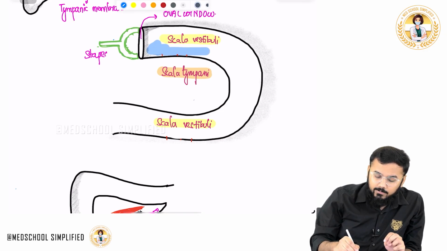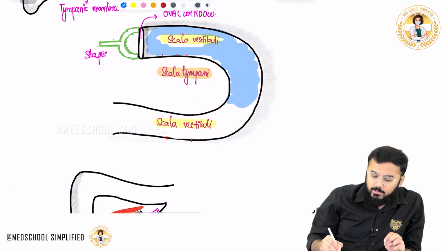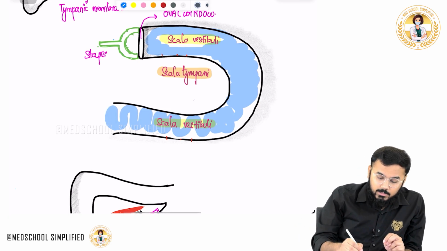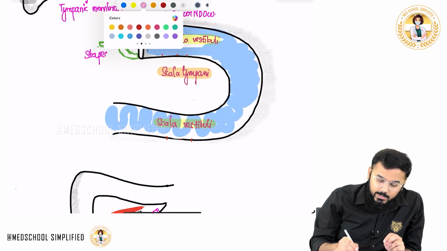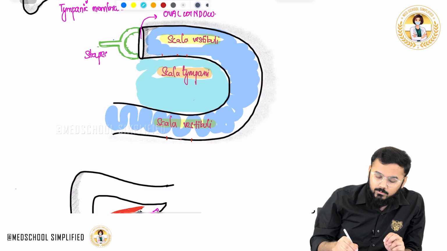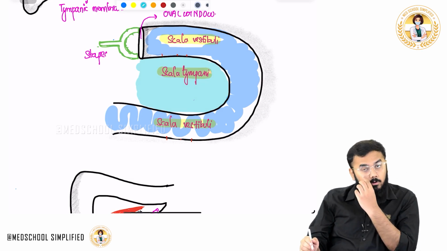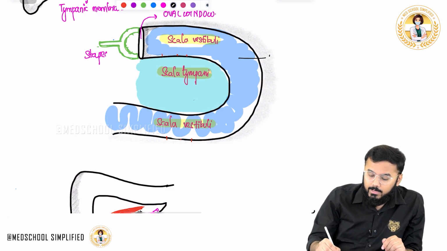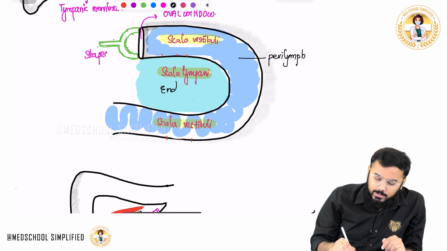You should understand that within this scala vestibuli you see fluid here, right? The fluid that is located within the scala vestibuli is called perilymph. Next, the fluid with a little lighter color, the fluid that is located within the scala tympani, is called endolymph. One is called perilymph and the other is called endolymph. So the fluid that is located over here is called your perilymph, and this is called endolymph.